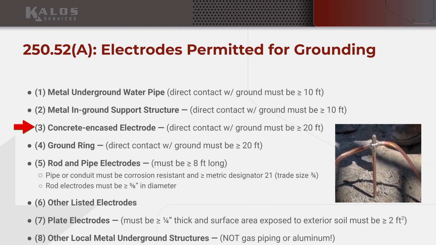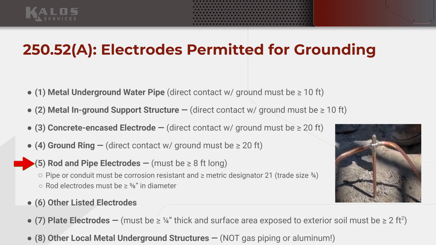So concrete encased electrode. The footer has to be in direct contact with the ground. So that means if there's visqueen underneath the footer, it doesn't count. It's not in direct contact with the earth. And so in that case, we would have to install maybe a separate concrete encased electrode, something like that. The ones that are required here are metal underground water pipe if present, concrete encased electrodes if present, metal in-ground support structure if present, required. Ground ring, optional. Rod and pipe electrodes, these are also called supplementary.